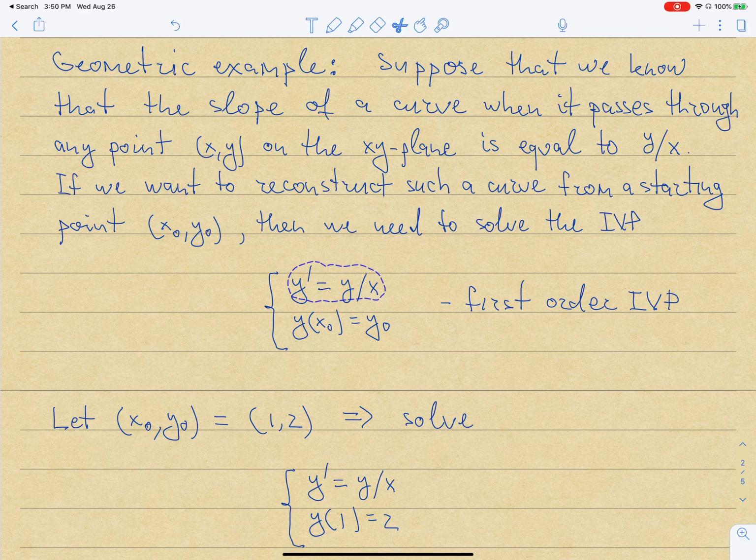Slope is y prime. So that means that the curve must satisfy this ODE that is circled on the screen, that y prime is equal to y over x at any point xy. That's number one. And number two, I want the curve to pass through the point x0, y0. So that means that the value of y at x0 must be equal to y0. And I see that I have my ODE, I have the initial condition. So overall, this is an initial value problem of the first order.